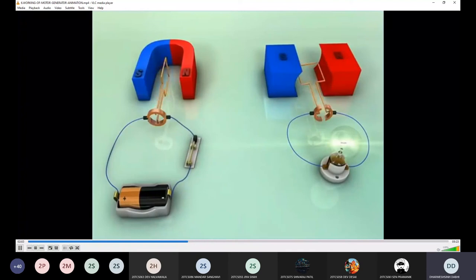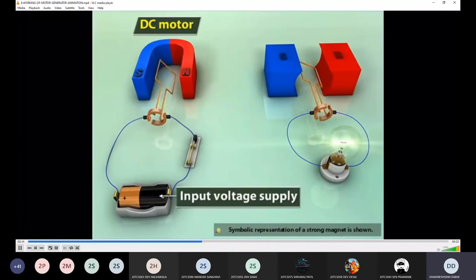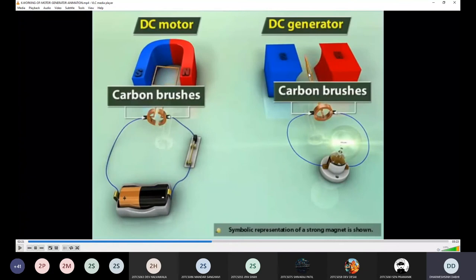Now, let us compare the construction and working of a DC motor to that of a DC generator. A DC motor has an input voltage supply, whereas a DC generator has a load like a bulb connected to it. So here in the generator, we are required to provide external mechanical energy, which we provide by using the prime mover. In the actual DC generator, we have a prime mover which rotates this rotor. Because of this rotation of the rotor in the magnetic field set up by this magnet, magnetic flux interaction between the coil as well as the magnets induces the current, and this induced current flows into this bulb. So here the rotation of this coil in the DC generator happens because of external mechanical energy provided by the prime mover.